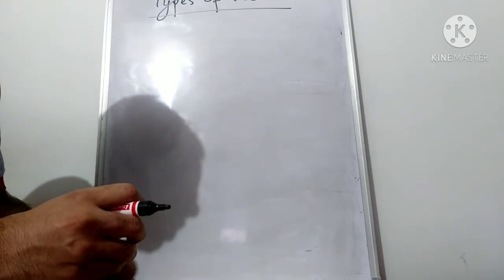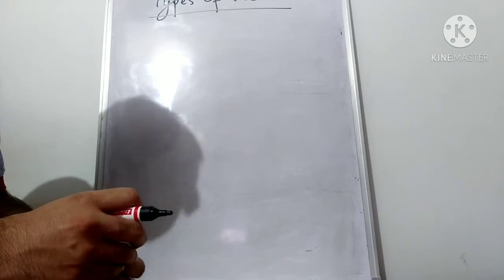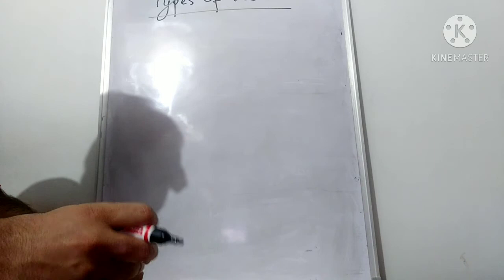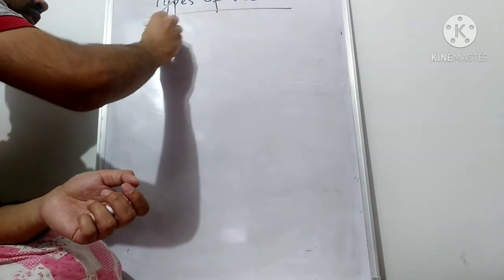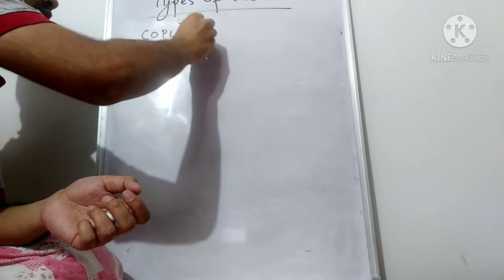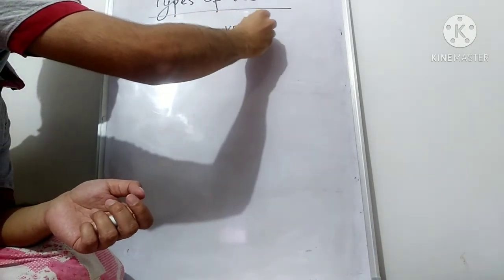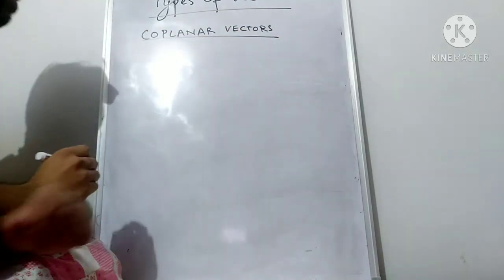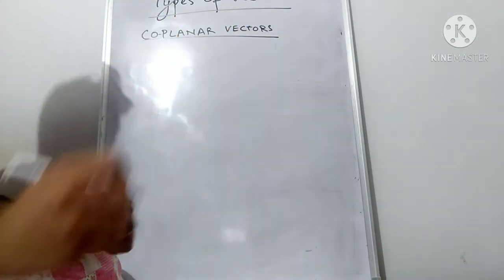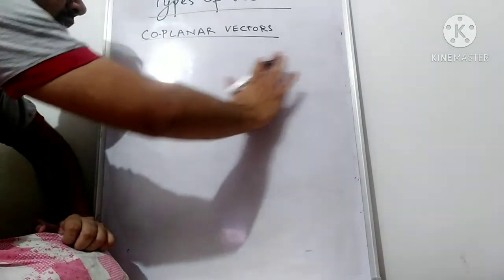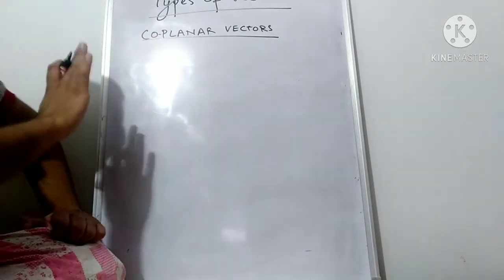Co-initial vectors I already told you. Like and unlike vectors came in parallel vectors only. Collinear vectors, coplanar vectors. Okay, coplanar vectors, as the name suggests, coplanar means same plane. So this is a plane, or any horizontal space is called a plane.